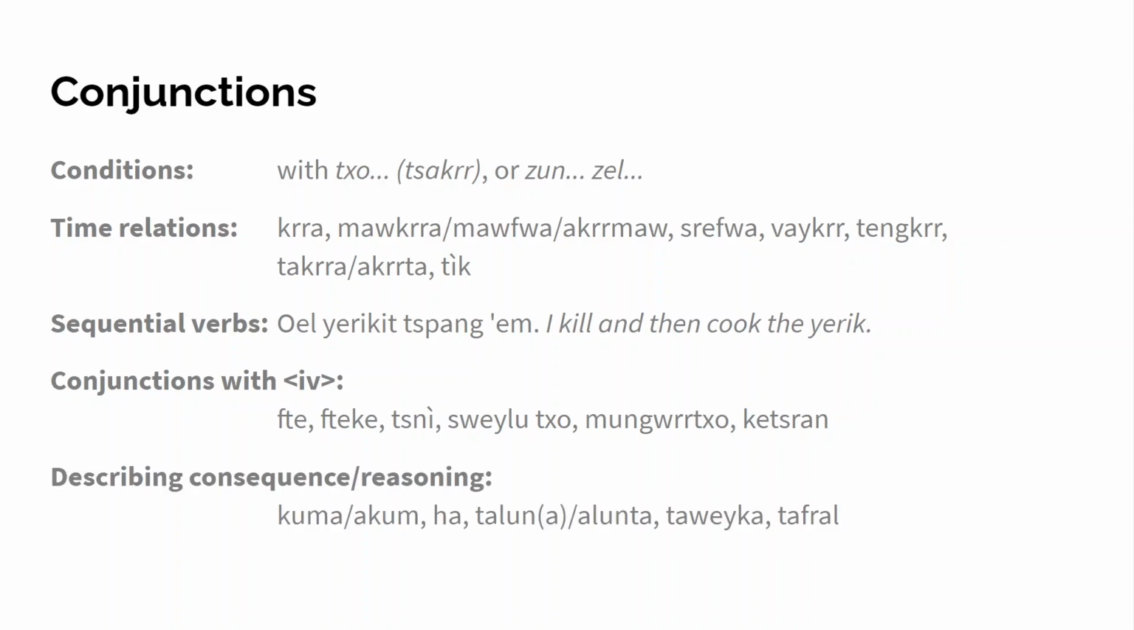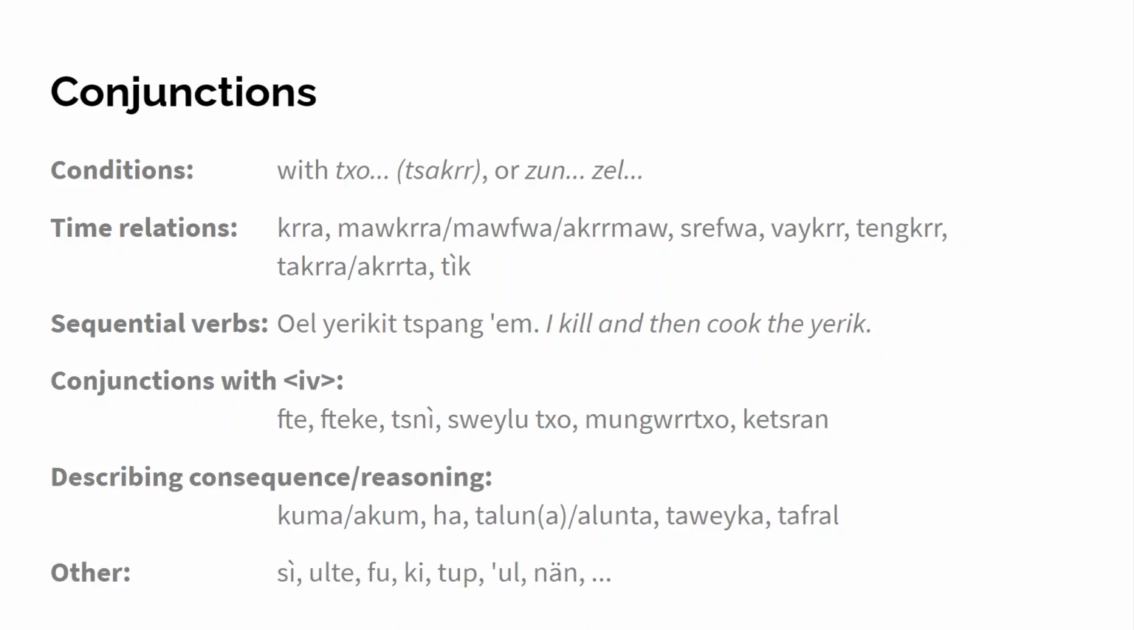For describing consequences or reasoning, we also have a bunch of different conjunctions. Kuma or akum, which describe a result, so something is a result of something else. Ha, so in that case, talun or taluna or alunta, and also taweka, because, and tafral, which actually is not a conjunction but an adverb, therefore.